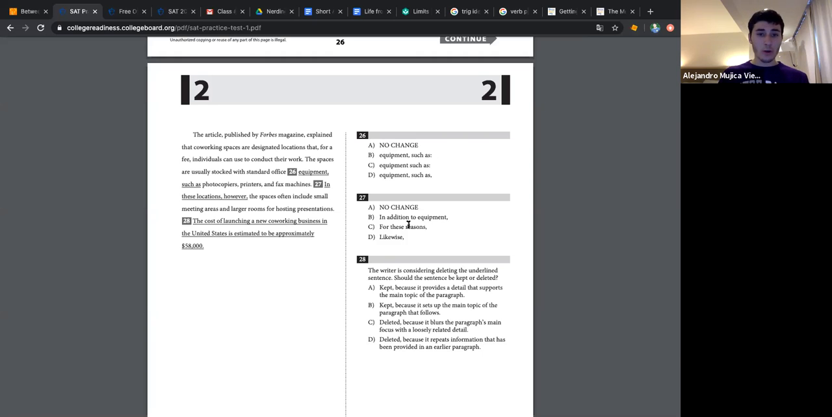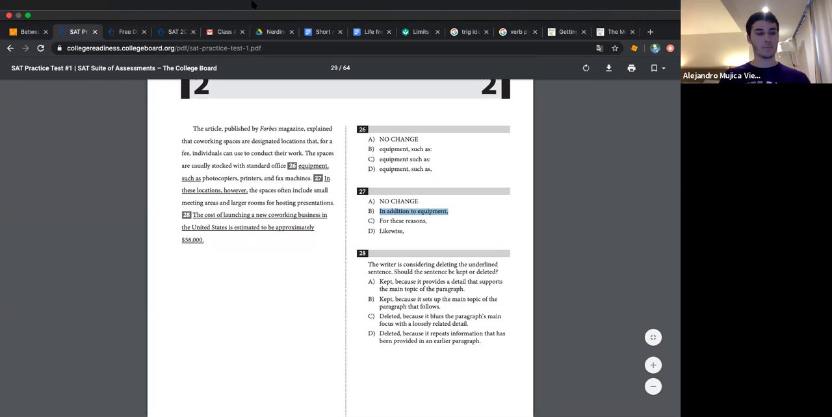In addition to equipment, that could work, right? Because it has equipment, and in addition to equipment, it also has small meeting areas and so on. In these locations, however, the however there is ruining everything because there's nothing that we're contrasting between what's said before and what comes after. So in addition to equipment, letter B, is the correct answer in that case.